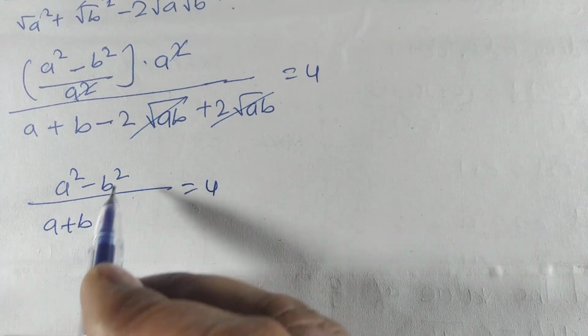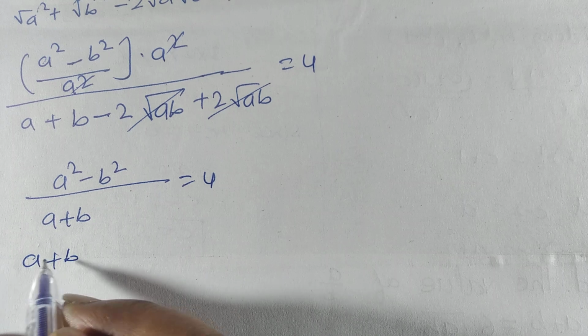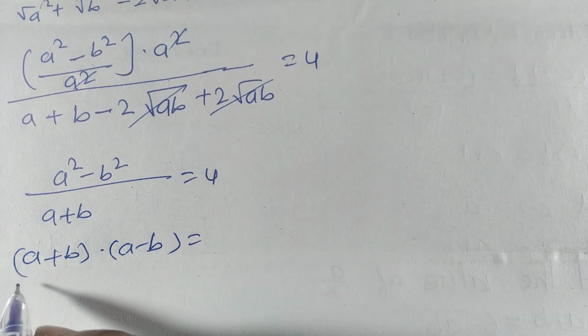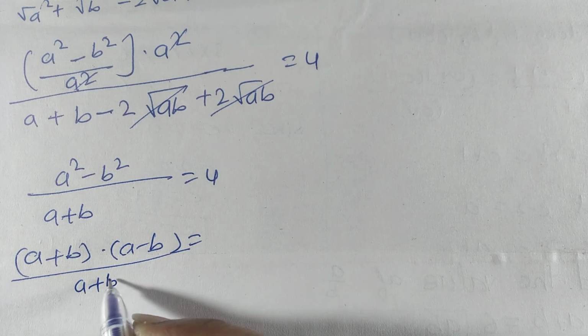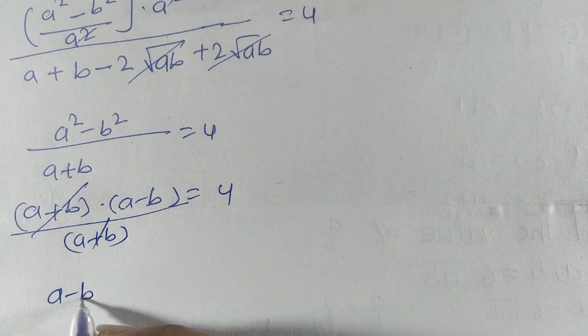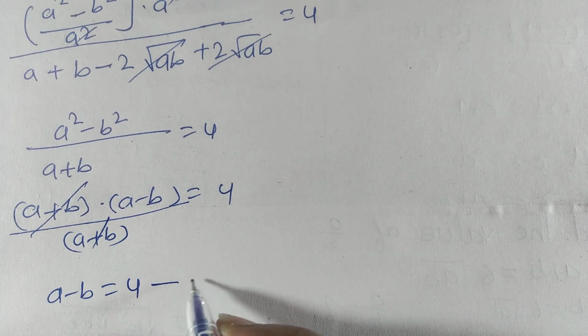Opening a² − b², (a + b)(a − b) over (a + b) = 4. This will be cancelled, a − b = 4. This is equation number 3.